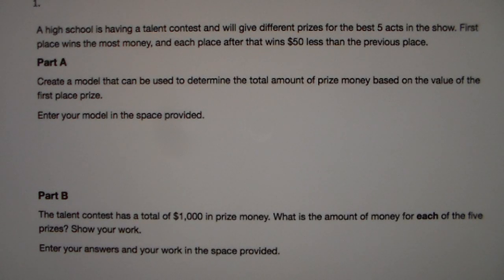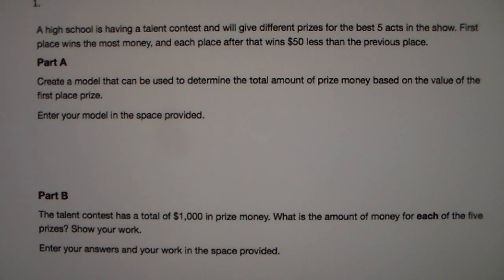So problem number one, something you would see on the park here. What number one says is that a high school is having a talent contest and will give different prizes for the best five acts in the show. First place wins the most money, and each place after that wins $50 less than the previous place. Part A, you're first going to create a model that can be used to determine the total amount of prize money based on the value of the first place prize. Enter your model in the space provided.